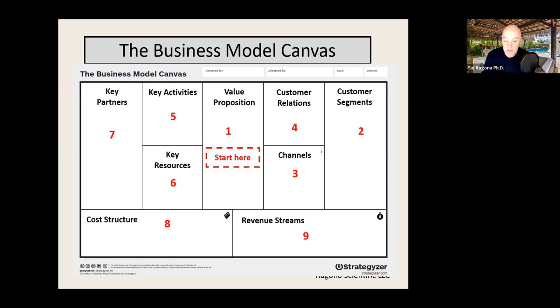Then on the left-hand side, for 5, 6, and 7, we have key activities. It's actually what we do to create value. With key activities, anytime it says key in the business model canvas, it means you can't do without it. If you can take it away and your business still runs, it's not a key activity. Same with key resources and key partners. These are absolutely essential components of running your business.